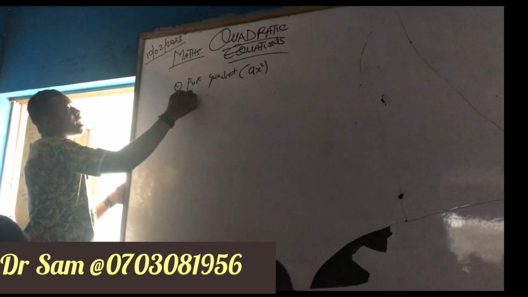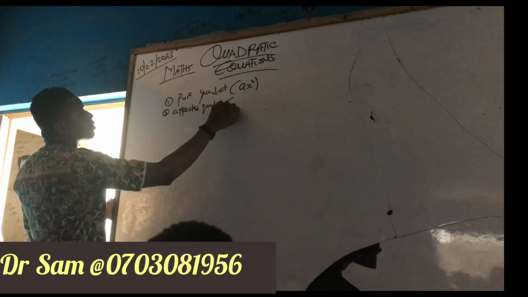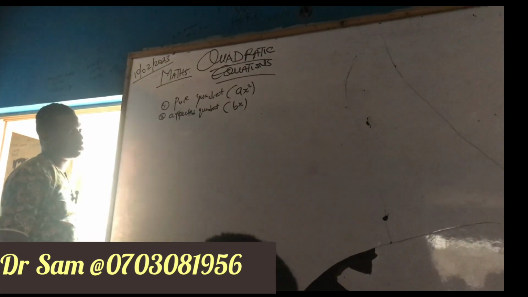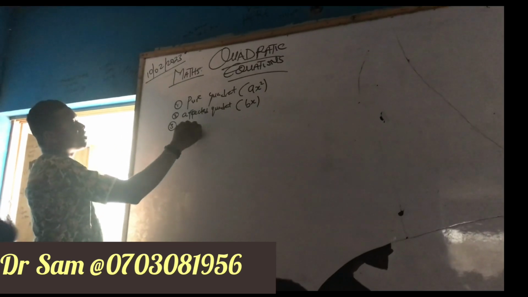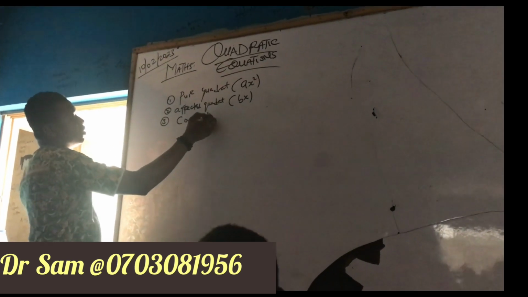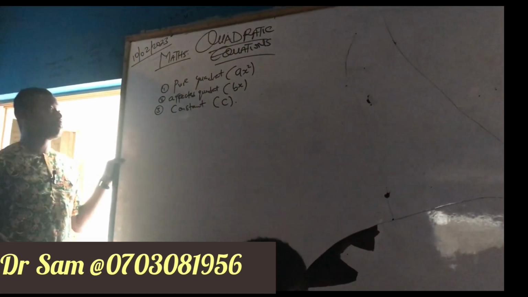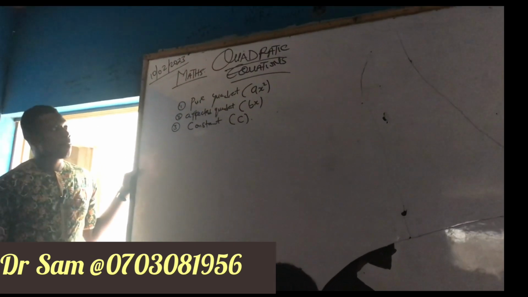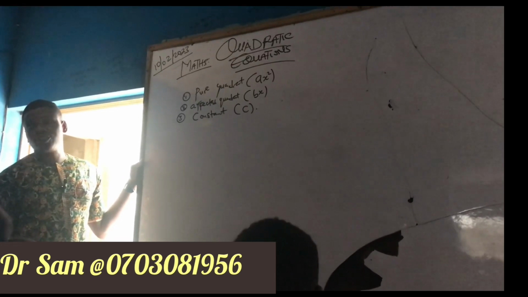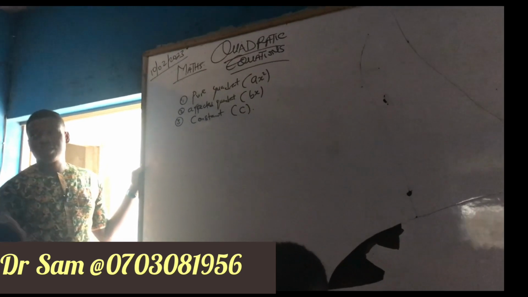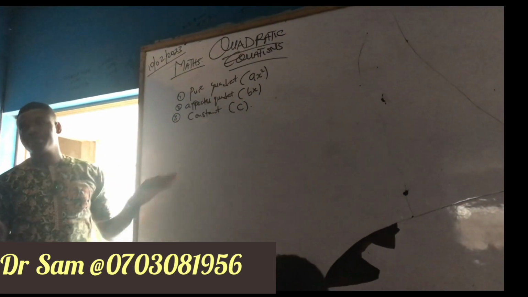Number 2, we have the affected quadrat, written as bx. And number 3, we have the constant c. Constant c or k can be used. So these are the 3 main parts of a quadratic equation: the ax squared, the bx, the c.